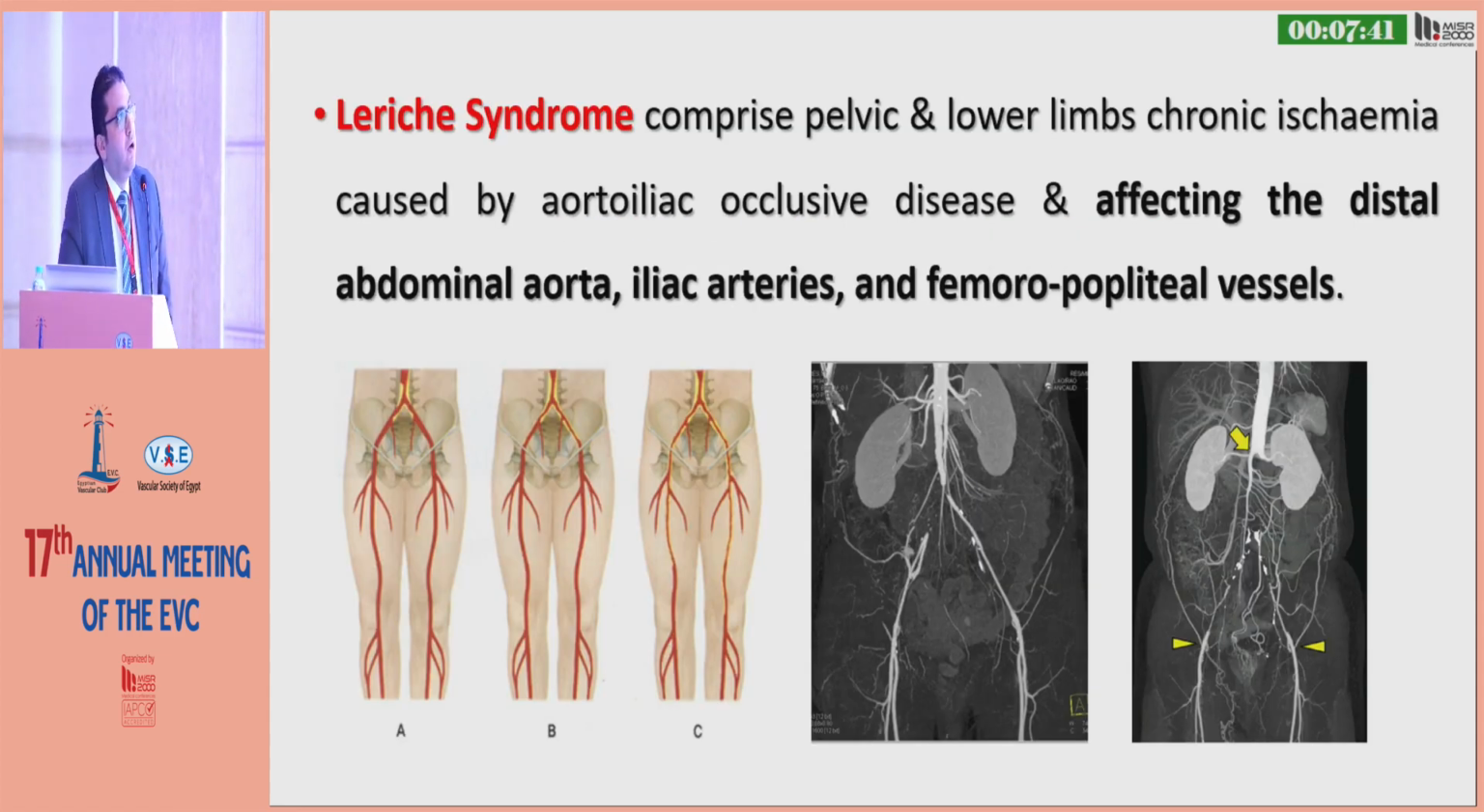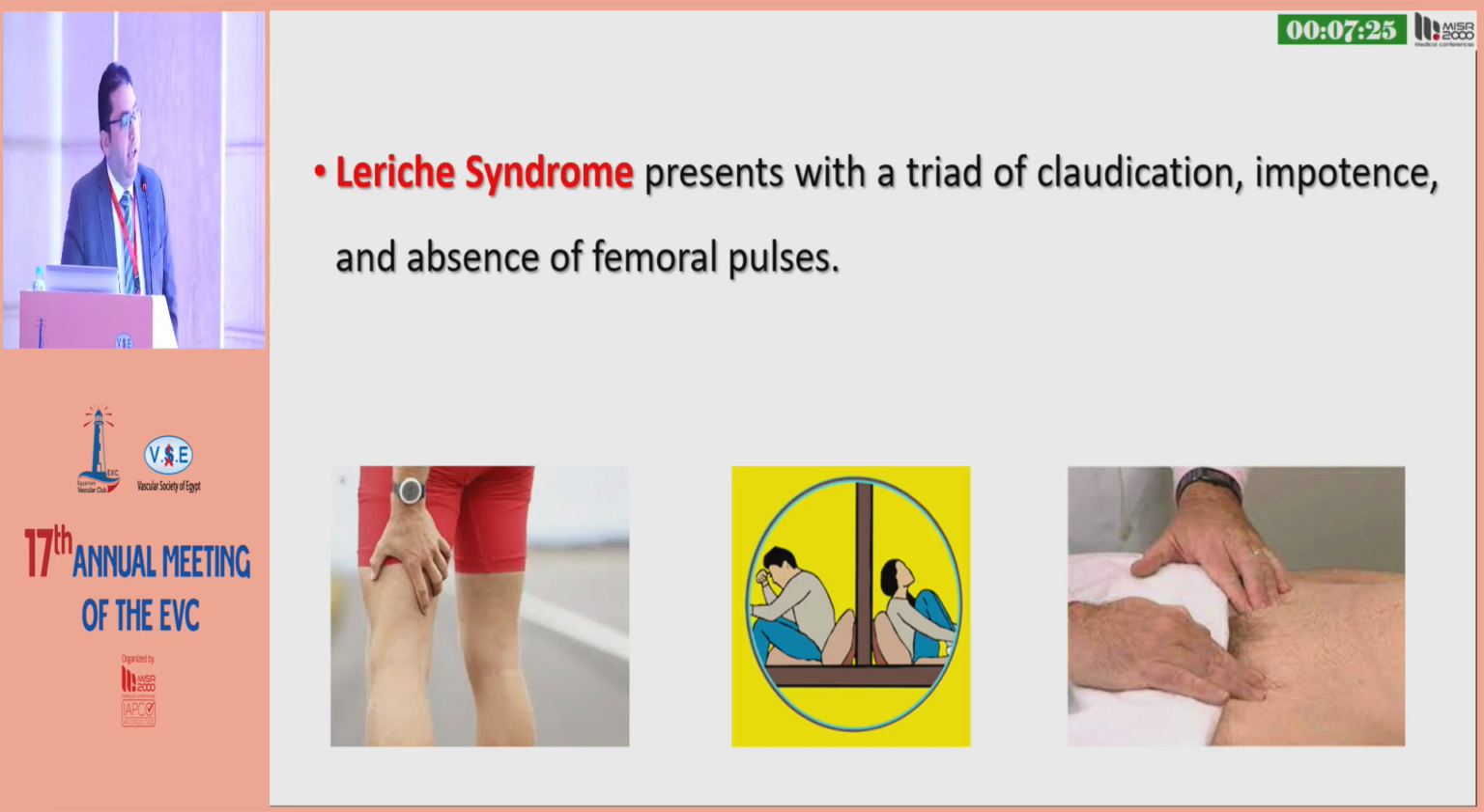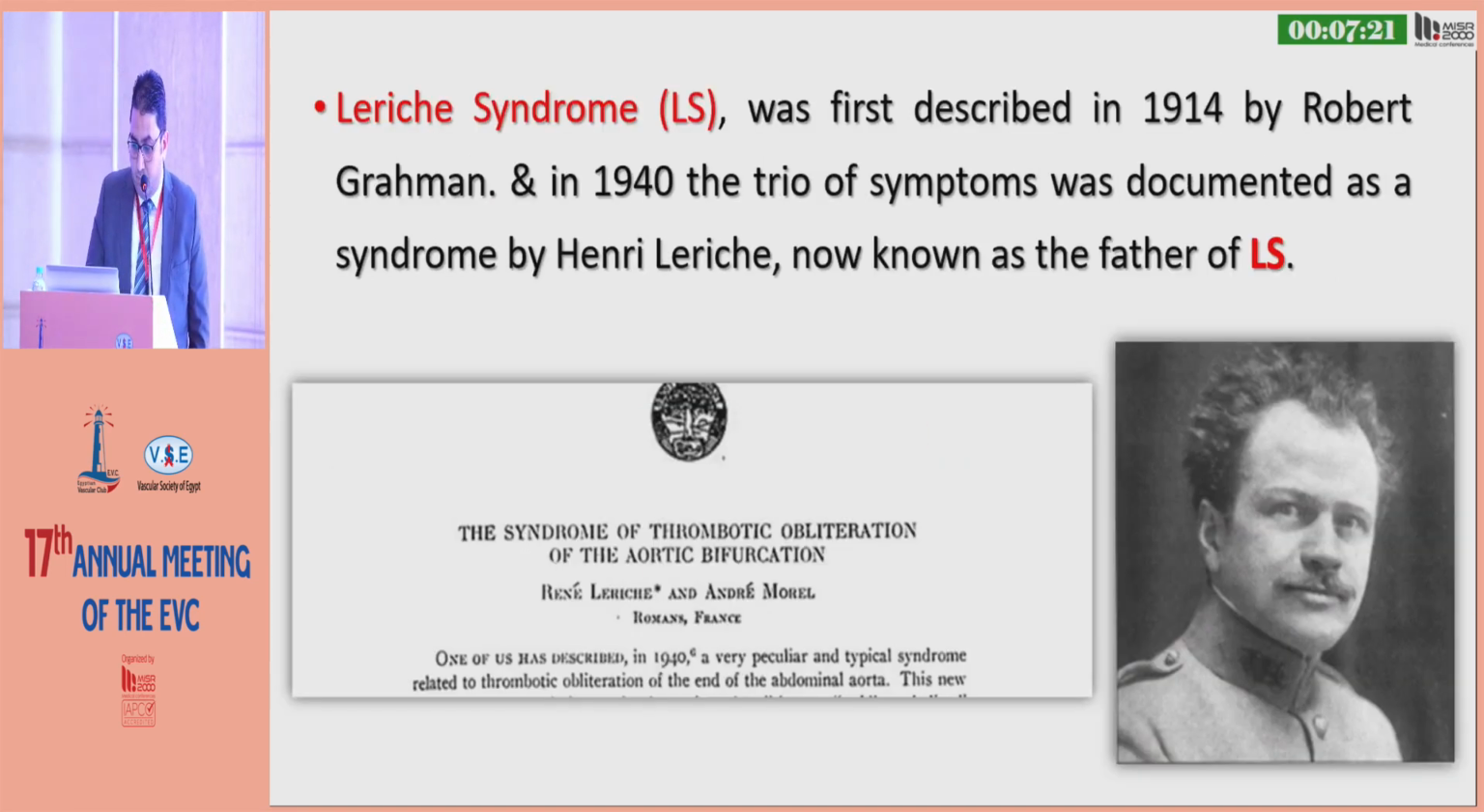Leriche syndrome comprises pelvic and lower limb chronic ischemia caused by aortoiliac occlusive disease affecting the distal abdominal aorta, iliac artery, and femoropopliteal segment. Leriche syndrome presents with a triad of claudication, impotence, and absence of femoral pulses.